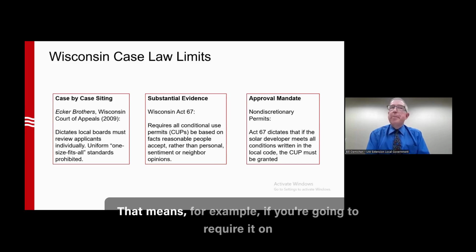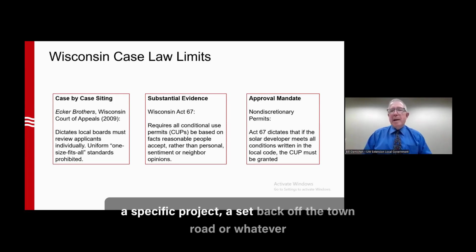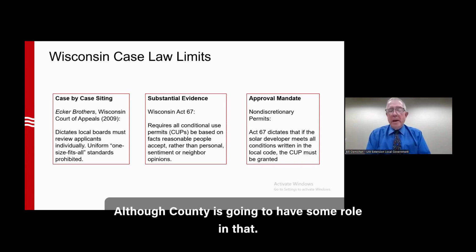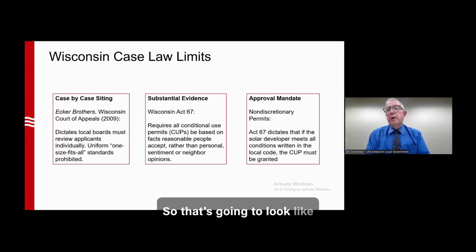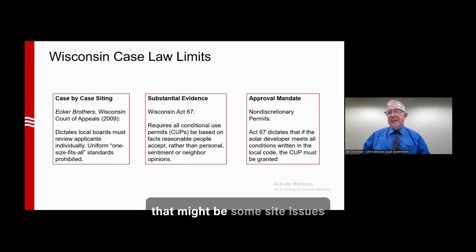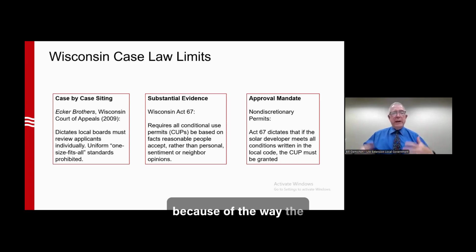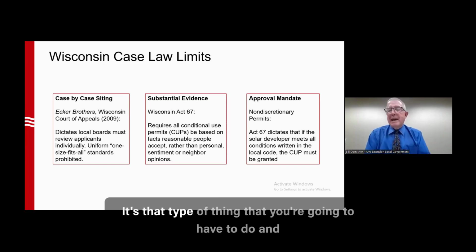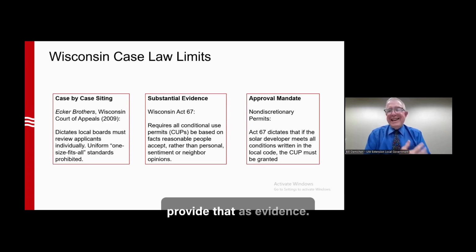So what does that mean? That means, for example, if you're going to require on a specific project a setback off the town road or whatever you have, any place that's traveled, so a county highway, although the county's going to have some role in that. But if there's going to be a setback, that has to be based on substantial evidence. That's going to look like having the county highway engineer come out and examine the sight lines and say if the solar project is right up against the right-of-way, that might present some site issues because of the way the topography is, and therefore it's going to be far safer for it to be set back a little bit further. It's that type of thing that you're going to have to do and provide that as evidence.